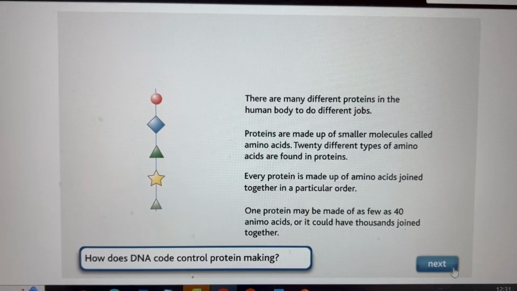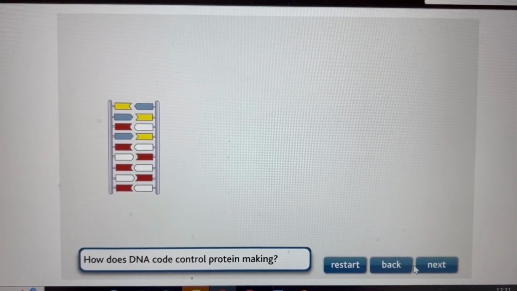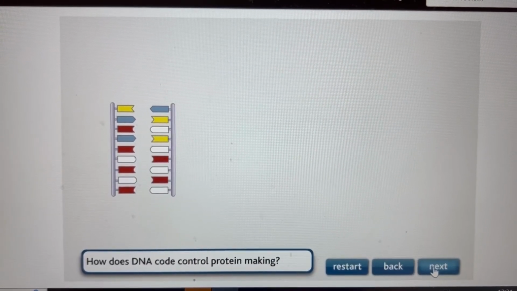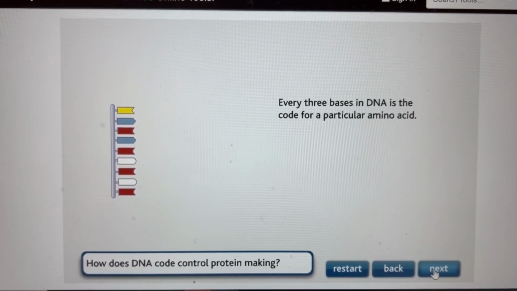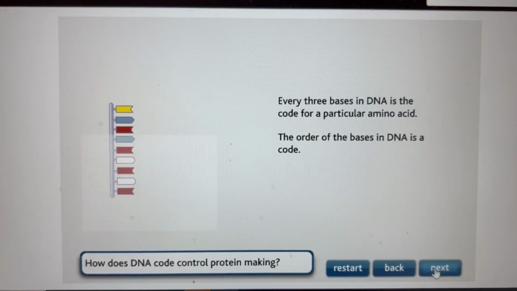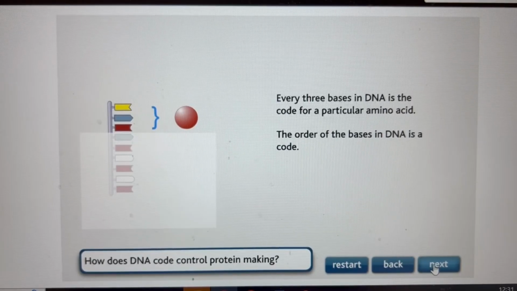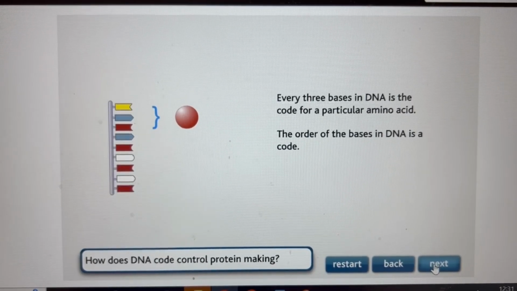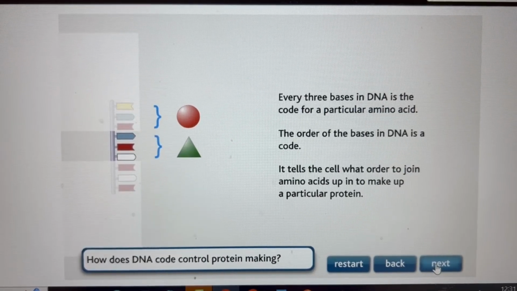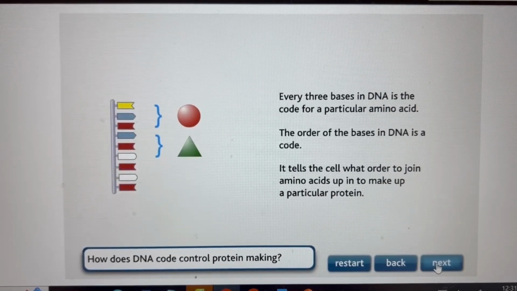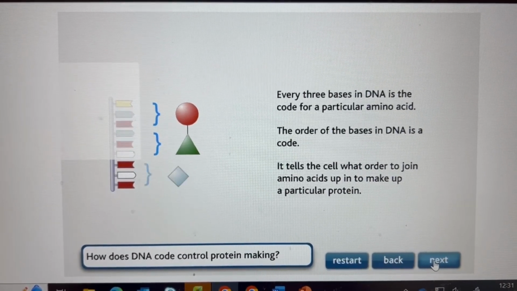Okay, so key to understanding this is how the instructions to make the protein are found in the DNA. Every 3 bases or nucleotides in the DNA is the code for a particular amino acid. This is called a codon. The order of the bases in the DNA is a specific code. It tells the cell what order to join the amino acids up to make a particular protein.